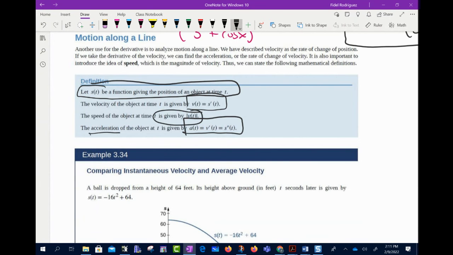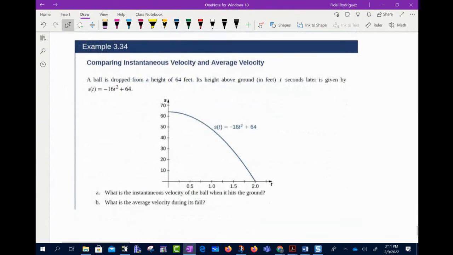Okay. So I'm going to show you what I mean by all this by doing this problem. It says a ball is dropped from a height of 64 feet. Its height above the ground in feet, t seconds later, is given by this equation. Part A: what is the instantaneous velocity of the ball when it hits the ground?